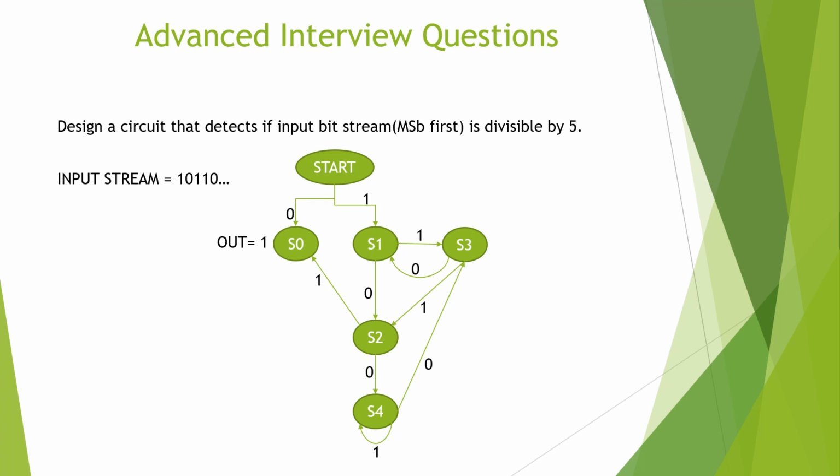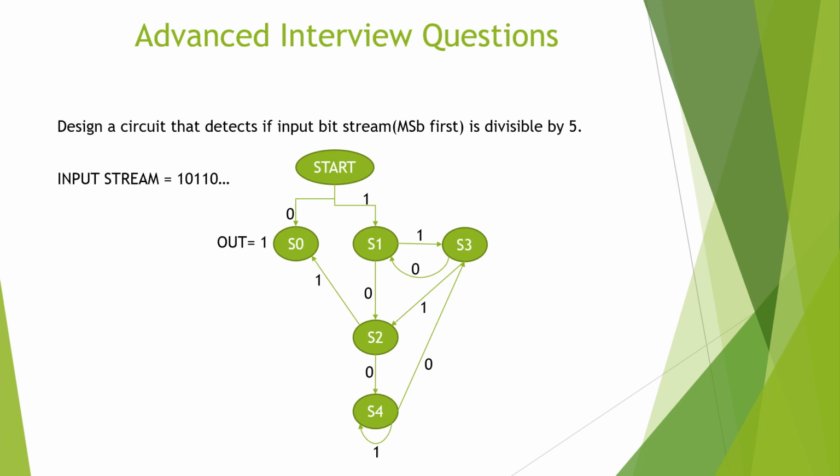So S1 means the remainder is 1, S2 means remainder is 2, and S3 means remainder is 3, and so on. S0 means the remainder is 0, and that's when the logic should output a flag where out is equal to 1, representing that the number is divisible by 5. So let's start from the start state. At the beginning, whenever you get a 0, that means 0 is divisible by 5. So the state diagram navigates to S0 and outputs a 1. If you get a 1, then it navigates to S1 state.